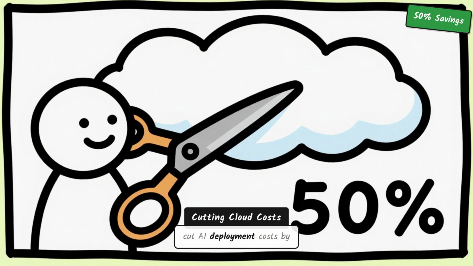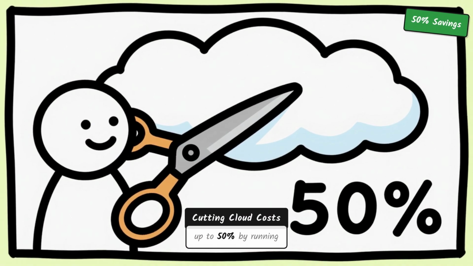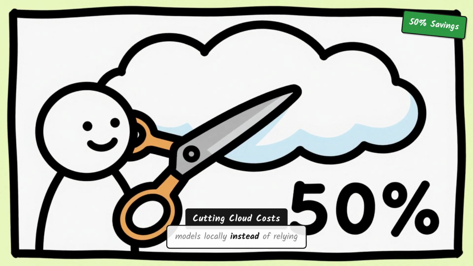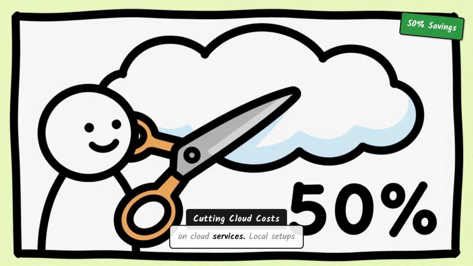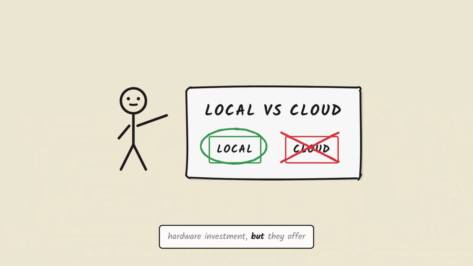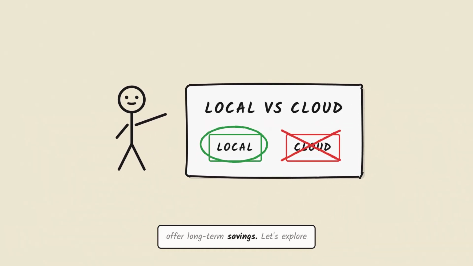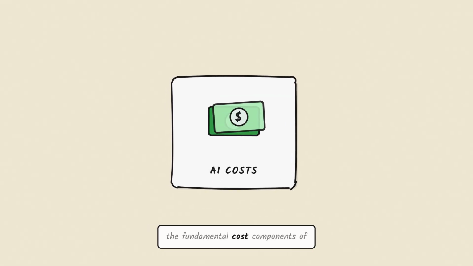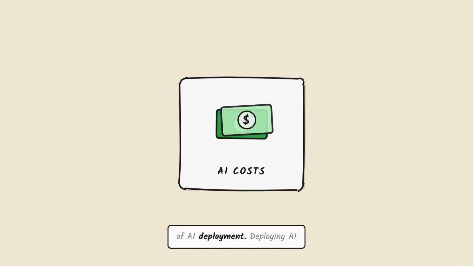Companies can cut AI deployment costs by up to 50% by running models locally instead of relying on cloud services. Local setups require an initial hardware investment, but they offer long-term savings. Let's explore the fundamental cost components of AI deployment.